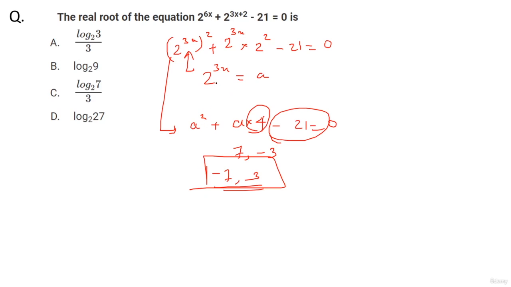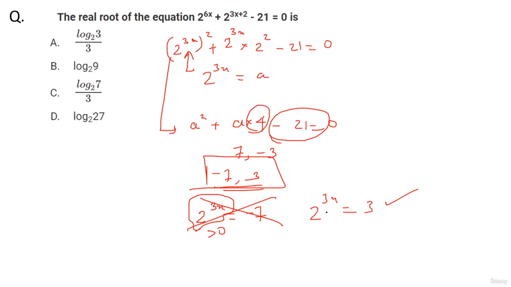But now we substituted 2 raised to 3x as a, right? So we resubstitute the value of 2 raised to 3x as minus 7 and 2 raised to 3x as 3. Logically, whatever value of x we put, be it even negative, this part will always remain positive. If x is negative, let's say we take minus 1, 2 raised to minus 3 is 1 by 8, since 2 raised to 3 is 8. 1 by 8 becomes 0.125. So this part can never be negative, so this is not a possible solution. 2 raised to 3x can't be equal to minus 7. So this is the only possible way to get the answer.